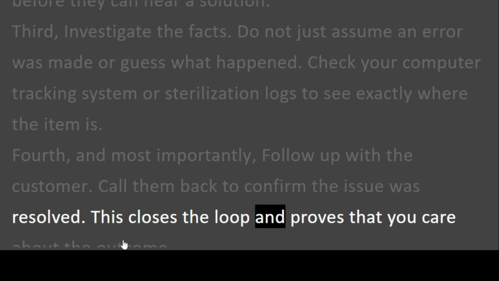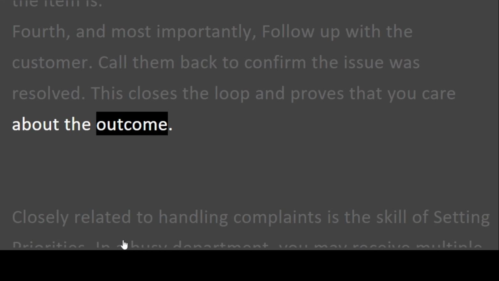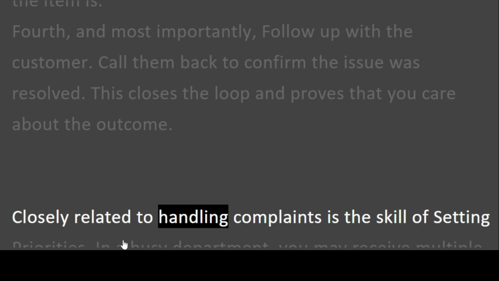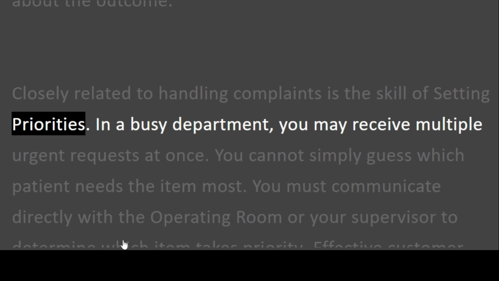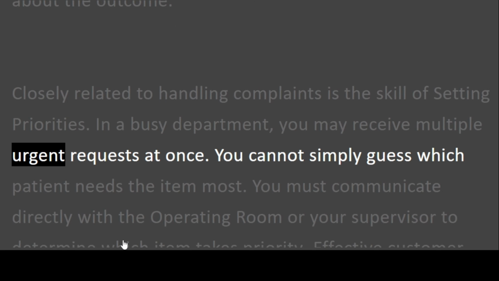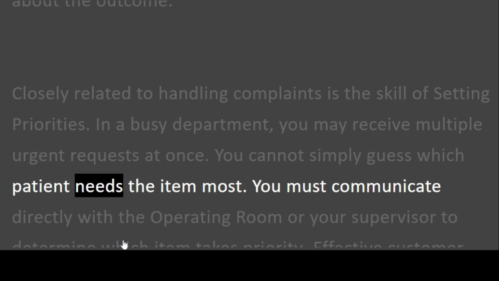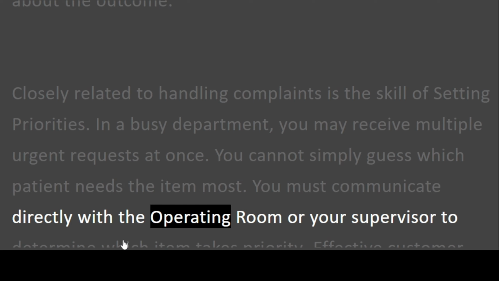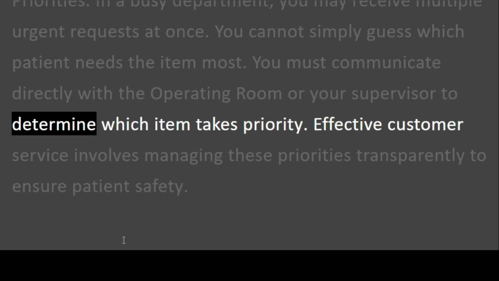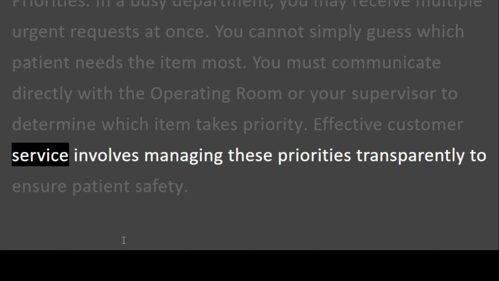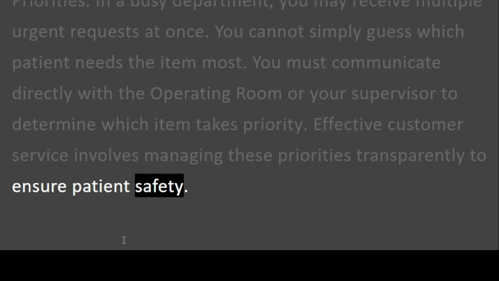This closes the loop and proves that you care about the outcome. Closely related to handling complaints is the skill of setting priorities. In a busy department, you may receive multiple urgent requests at once. You cannot simply guess which patient needs the item most. You must communicate directly with the operating room or your supervisor to determine which item takes priority. Effective customer service involves managing these priorities transparently to ensure patient safety.